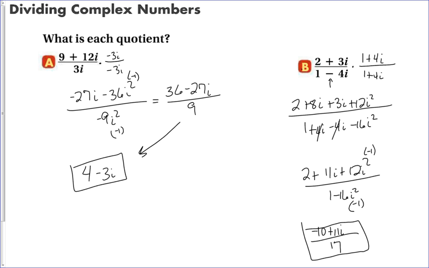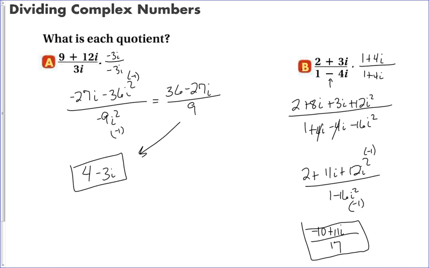There's no imaginary number left in your denominator. So when you multiply by the complex conjugate like that, you will not be left with an i, the imaginary unit i. Therefore, your denominators will always be an integer.